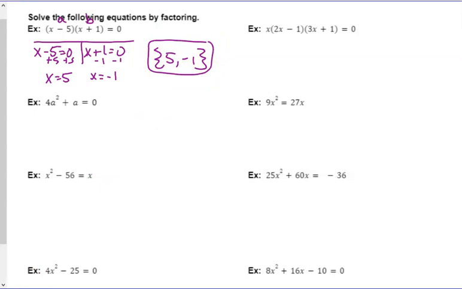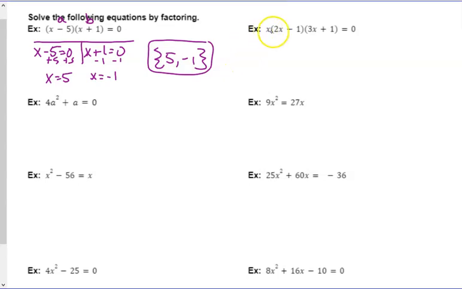Now, that's pretty simple, right? If I ask the question, what number minus 5 is 0? You would tell me 5. And what number plus 1 is 0? You would tell me negative 1. So a lot of times we don't do this piece here. That's the idea behind it, but we get in the mentality of doing a shortcut and figuring out those without drawing that T-chart.